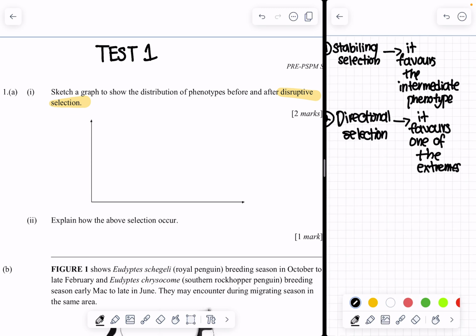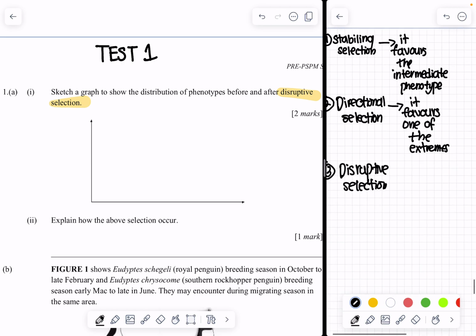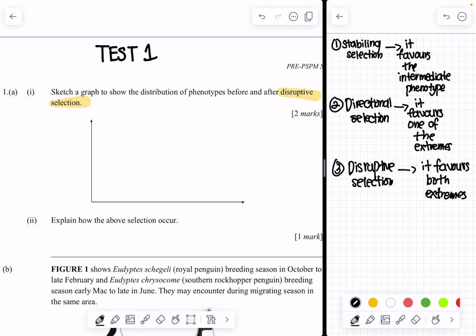How about disruptive selection, guys? Disruptive selection. Disrupt. I've given you the analogy before. When you disrupt someone in the middle of a conversation, that means you cut someone in the middle. That means it favors both extremes. So you guys have to know which one is which. Only 3 of these selections.